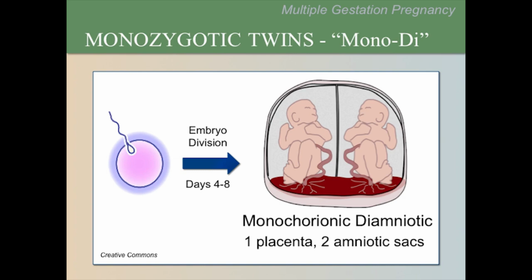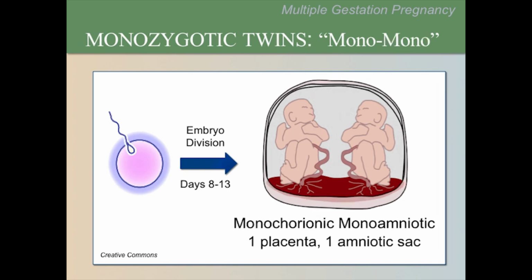On ultrasound, you can sometimes see a very thin membrane separating the twins. This membrane will appear thinner than what is usually seen in di-di twin pregnancies. Very rarely, embryo division occurs late, between 8 and 13 days after fertilization. At this time, only a single placenta and amniotic sac will form, which means that both twins are contained within the same sac. This is called a monochorionic, monoamniotic twin pregnancy to indicate that there is only one placenta and one amniotic sac. Fetal death is more common in this type of twins from umbilical cord entanglement.